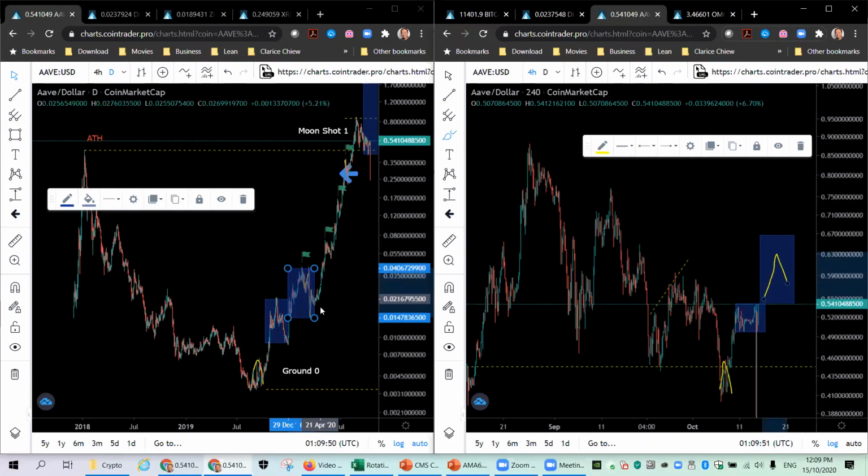Now, once that is done, look at this, right? This is a strong push-up. So that's the one that's going to rocket ship AAVE. So after this correction, it should be interesting to see how it's going to push up. That's what we are looking at.